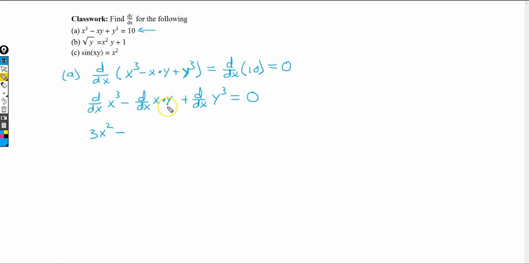Now this one we have to be a little careful. We have to use the product rule. So it's going to be minus, now it's going to be x times the derivative of y. And we just have to leave it as y prime or dy dx because we don't know what y is as a function of x. And then plus y times the derivative of x. Now the derivative of x with respect to x, that's easy. That's just 1. So it's going to be 1 times y.